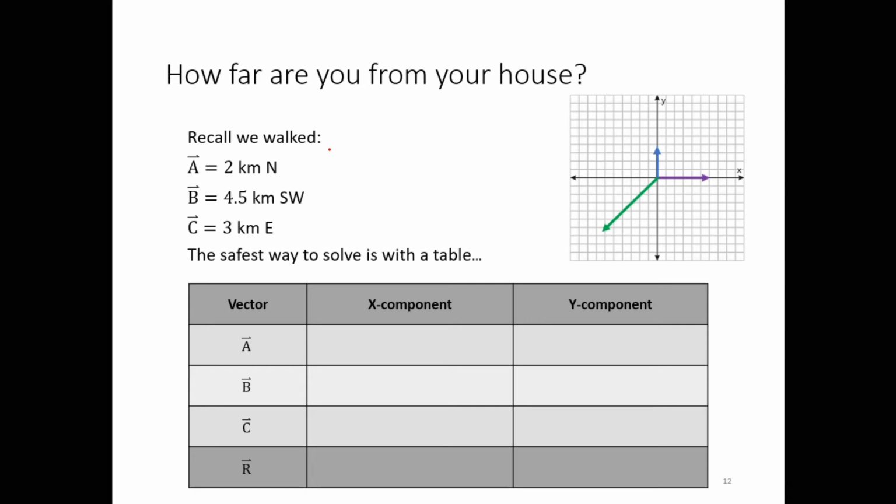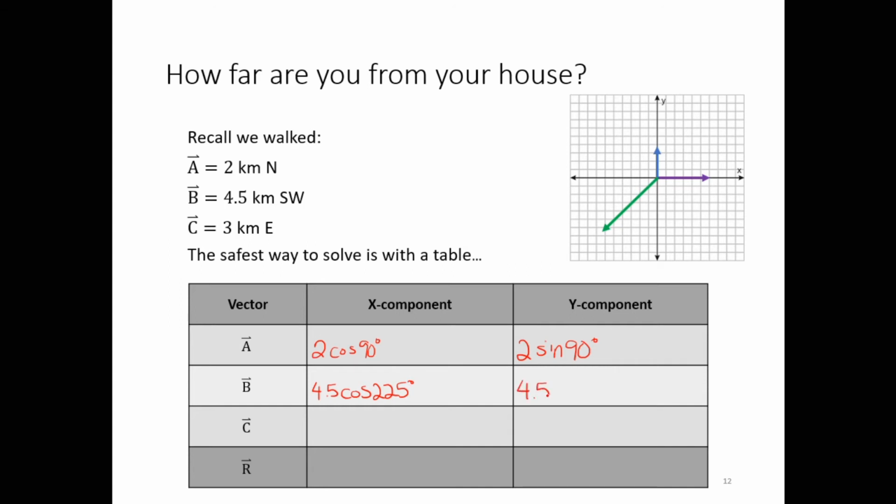Okay, so now we're going to take that original question where we walked 2 kilometers, then 4.5, then 3. Notice this time all the vectors have been put with their tails on the origin. So A is our 2 kilometers north, so the x component is going to be the magnitude of the vector, which is 2 times the cosine of the angle. North from standard position is 90. For y, 2 sine 90. Okay, and then for B, we're going to take the magnitude and do cosine of southwest, which is 180 plus another 45, 225 degrees.